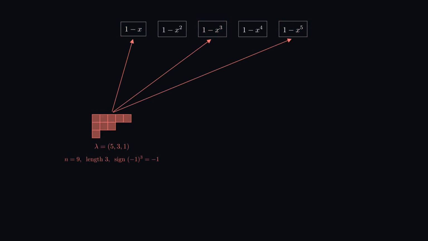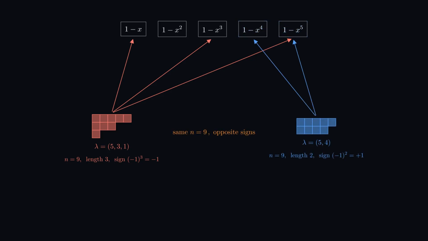Expand the product. Each factor offers a binary choice. Take the negative x term, or skip it. A choice path corresponds to a partition with distinct parts. We call these strict partitions. The sign of the contribution is -1 to the length.